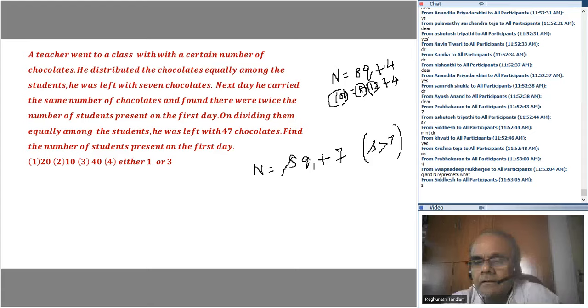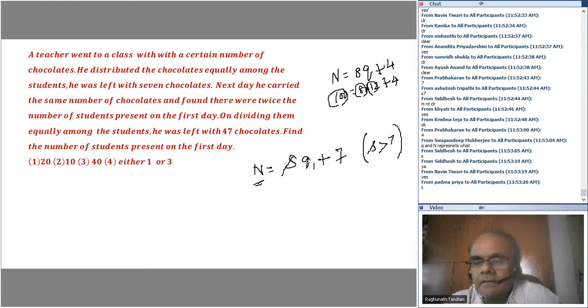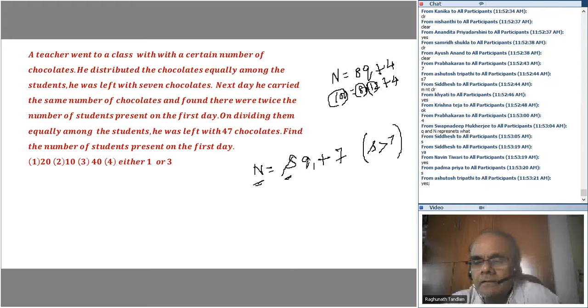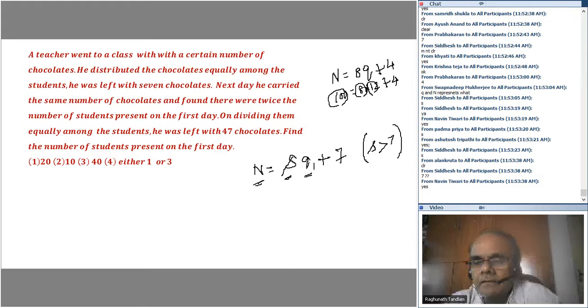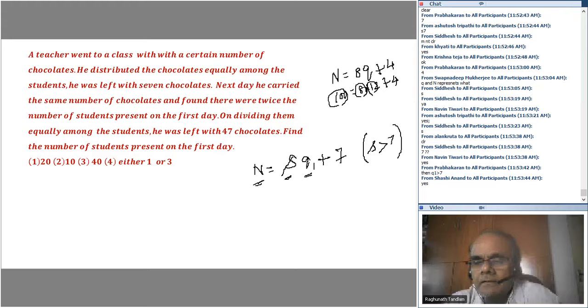N represents the number of chocolates. S represents the number of students. Q1 represents the number of chocolates each student gets. Are we clear now? Swapandeep, are we clear? 7 is the chocolates left out. That's what it says, or not? He was left with 7 chocolates.